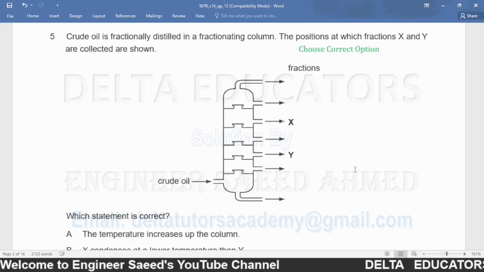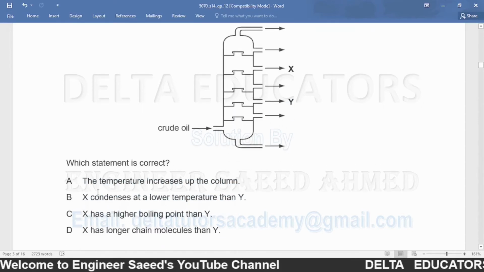Question number 5. Crude oil is fractionally distilled in a fractionating column. The positions at which fractions X and Y are collected are shown. Here we have collected X, here we have collected Y. Which statement is correct? Option A, the temperature increases up the column. No, it is incorrect. When we move in the fractionating column from bottom towards top, temperature decreases. So this one is incorrect.